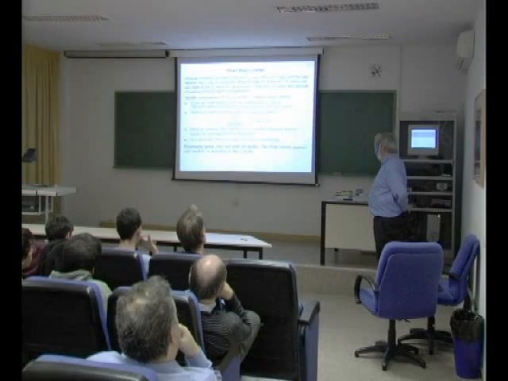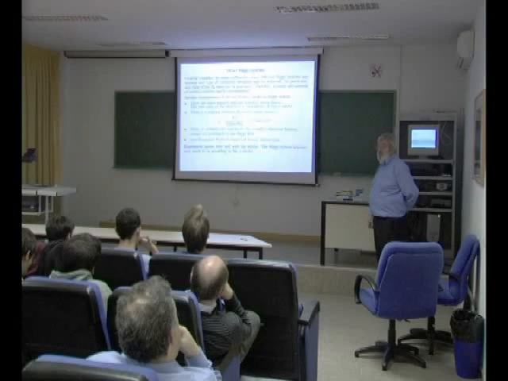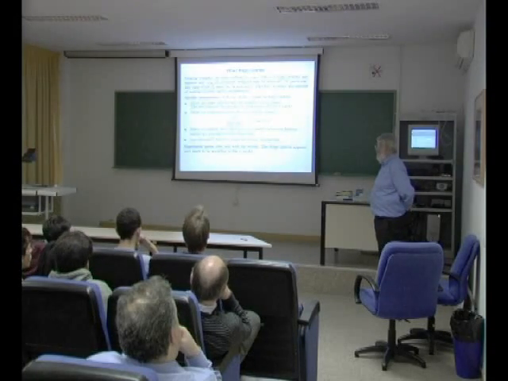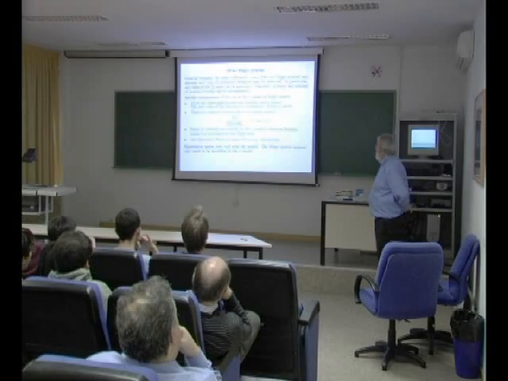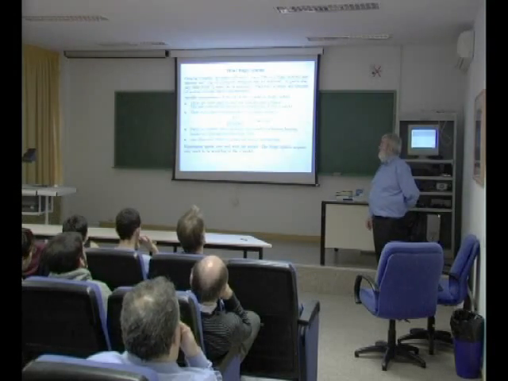Point number two, there is a relation between the vector boson masses, which is called the rho parameter. It's one plus radiative corrections. This agrees also with what is observed. Point number three, the parity is violated.